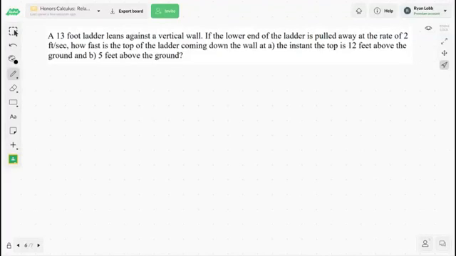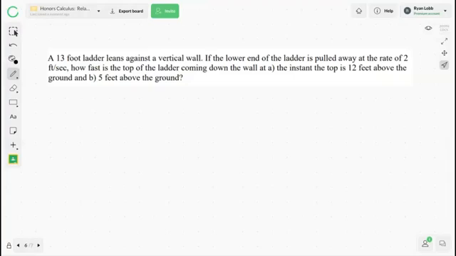Finish up these related rates here. A couple more examples for you. Hopefully.